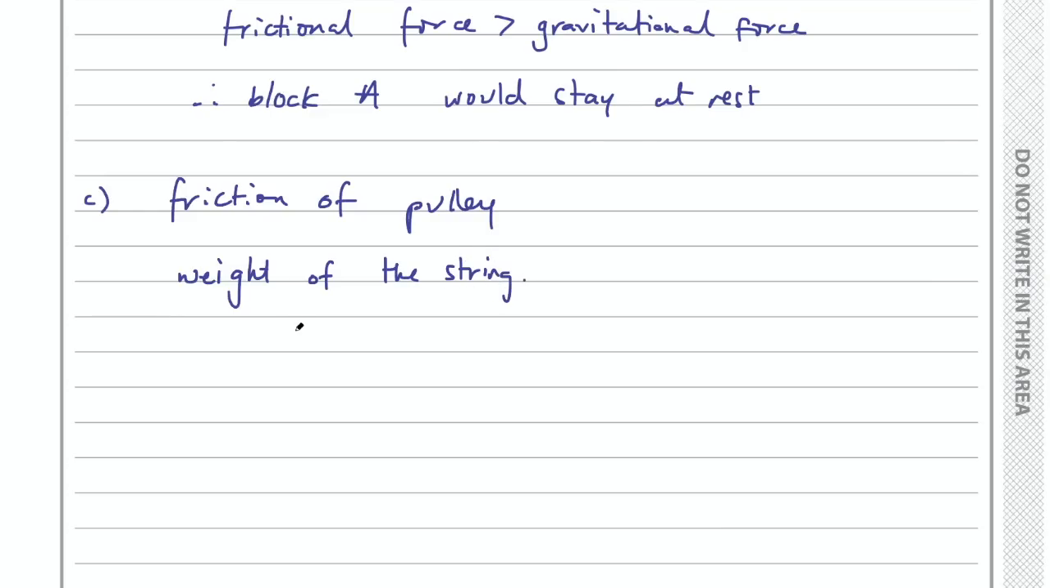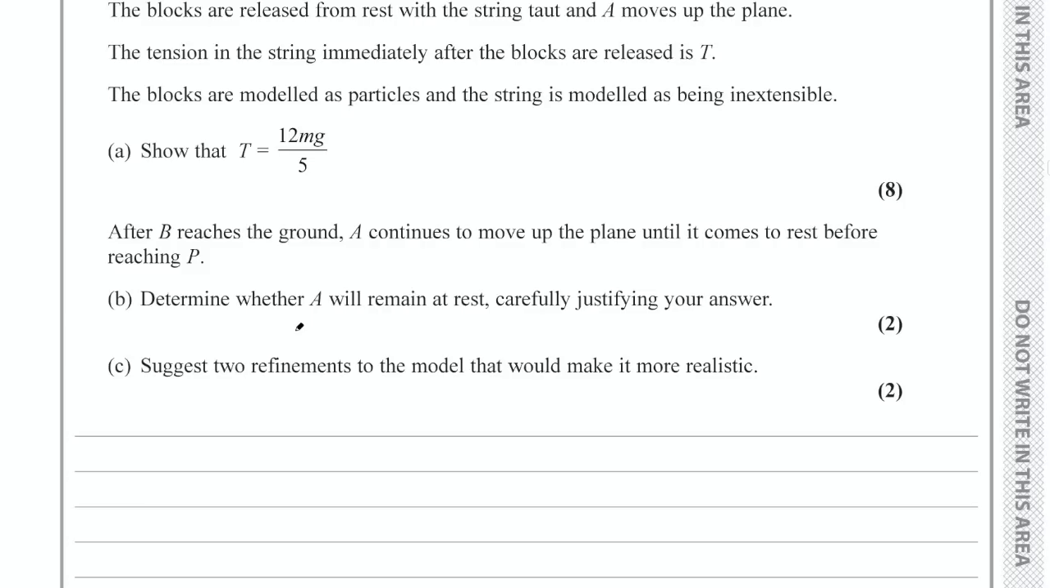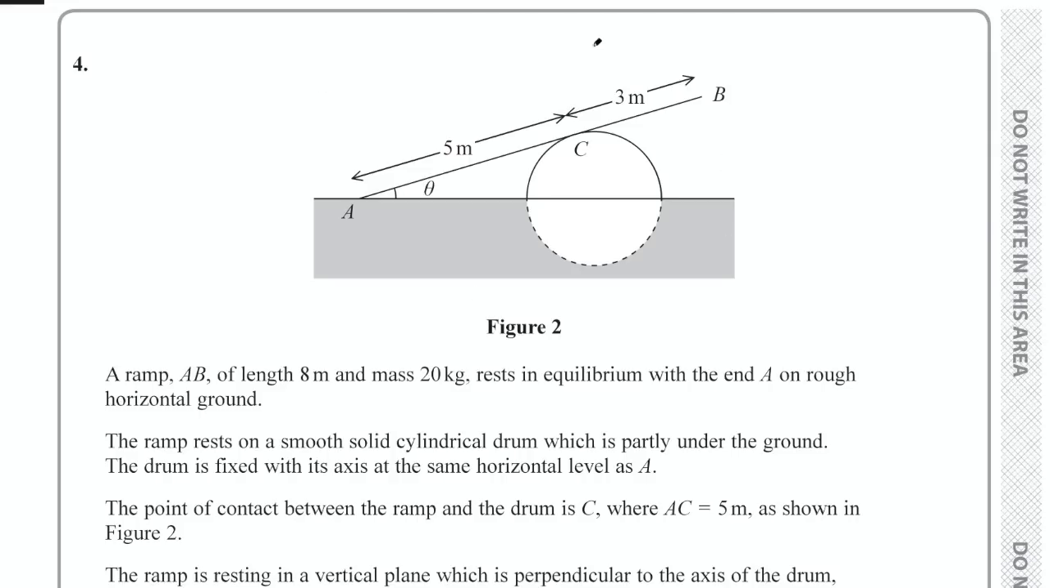Okay, so that was question 3 of this mechanics part, question 8 on the exam, for a total of 12 marks. Question 4 gives us a figure, and it says a ramp AB of length 8 meters and mass 20 kilograms rests in equilibrium with the end A on rough horizontal ground.